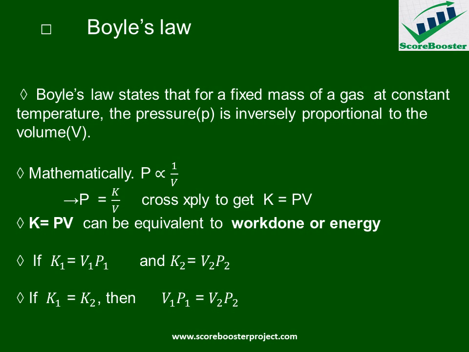Then, since K1 and K2 are constant, if K1 is equal to K2, then we arrive at V1 P1 equals V2 P2. So this formula is very important for calculations under Boyle's law. V1 P1 equals V2 P2. So you have to take note of this because it is what we will be applying in the calculation of Boyle's law. I repeat, V1 P1 equals V2 P2. It is worthy of consideration.